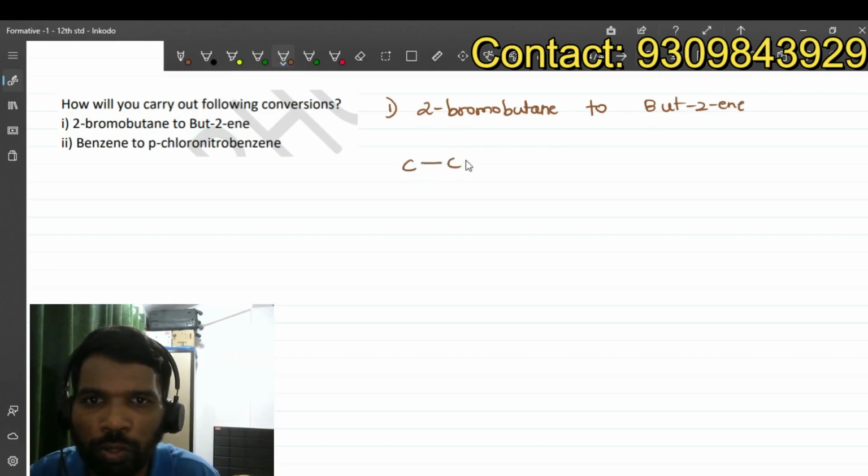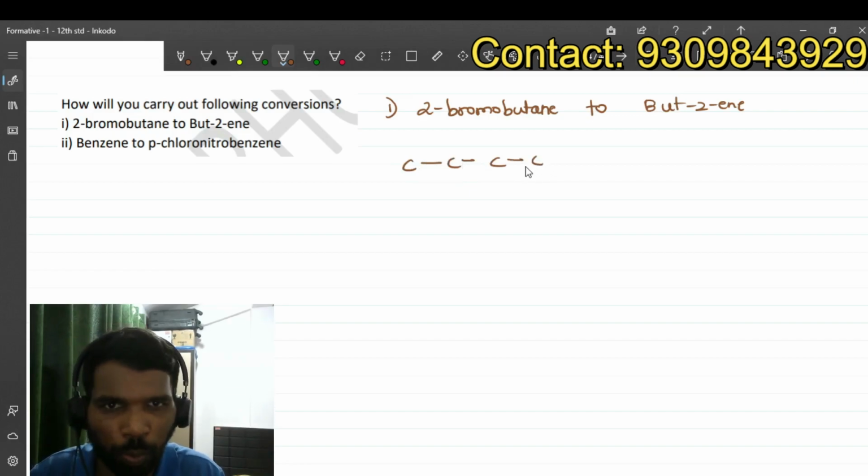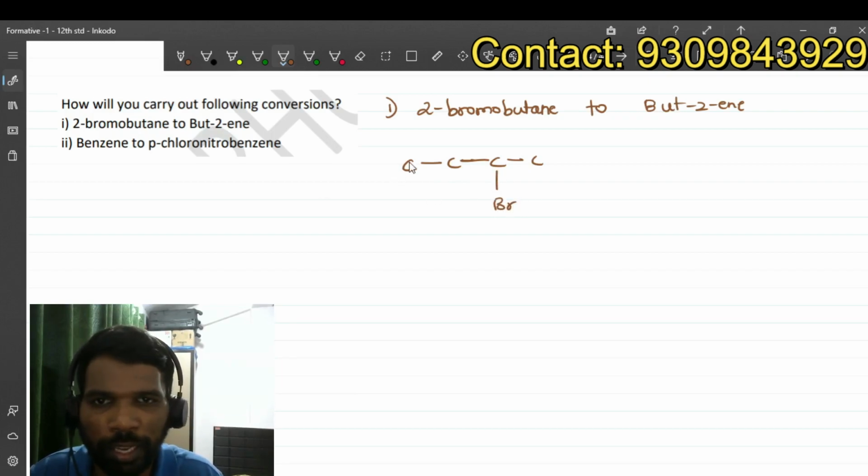1, 2, 3, 4. These are the four carbons. Butane means I have written four carbons over here. 2-bromo means on the second position. You can put it here or you can put it here, one and the same. So here I am putting a bromine, right? There is nothing else. So I'll put three hydrogens. How do I understand? Because there is already one bond, I need to make three more bonds to make it four in total. Here two bonds are already there, so I'll put two hydrogens. Here three bonds are already there, so I'll put only one hydrogen.